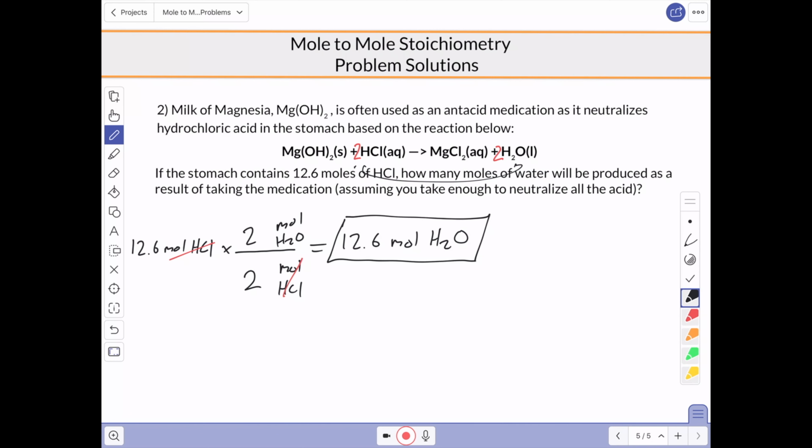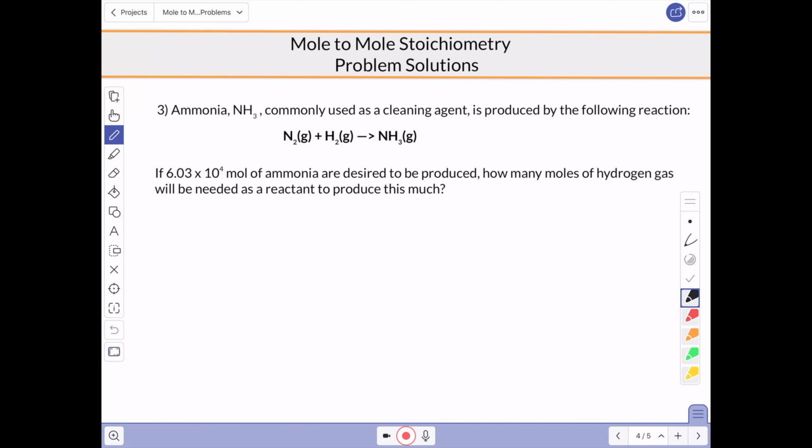All right, one final problem for you to practice. Ammonia. So ammonia is a cleaner that you might be familiar with, and its chemical formula is NH3. It's commonly used as a cleaning agent, as I just said. It's produced by the following reaction. Nitrogen gas plus hydrogen gas makes this ammonia. Now, the problem states that if we have 6.03 times 10 to the 4 moles of this ammonia, that's how much we want to make. How many moles of hydrogen gas do we need as a reactant to produce that amount?